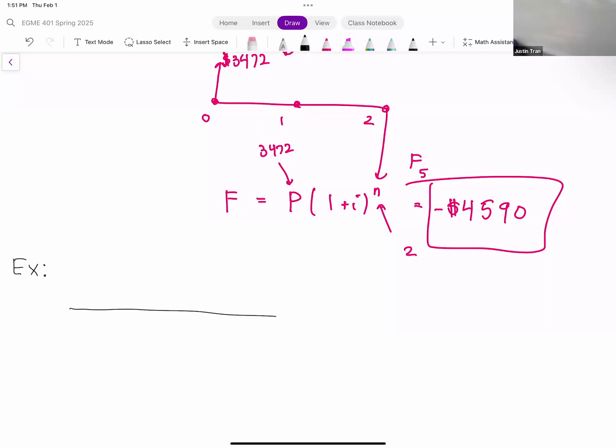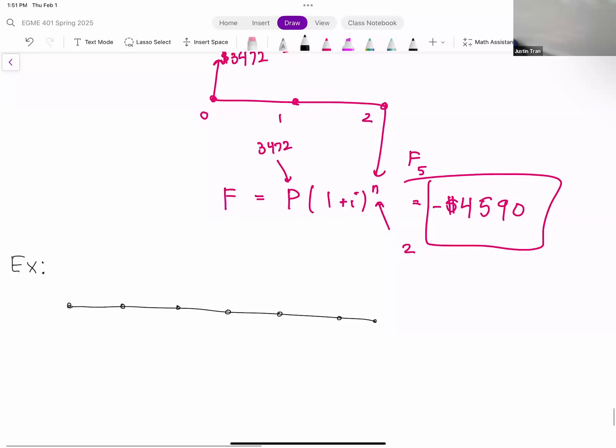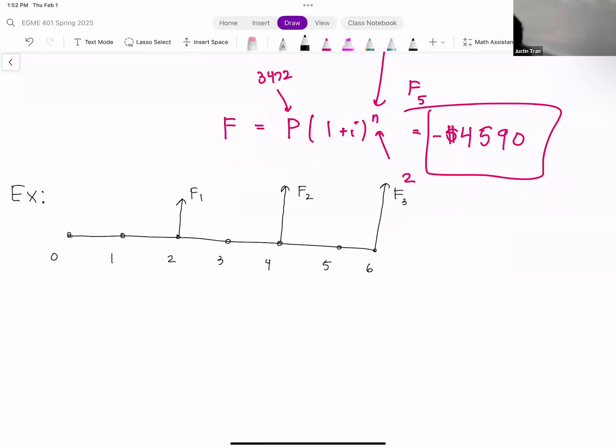All right. So let's say that we have a cash flow diagram like this. And let's say that we have a situation where we are receiving payments every 2 years. And these are all in different amounts. So this would be F1, F2, F3. So let's take this example and convert it to an equivalent uniform series, just one A value that is equivalent to these 3 payments.